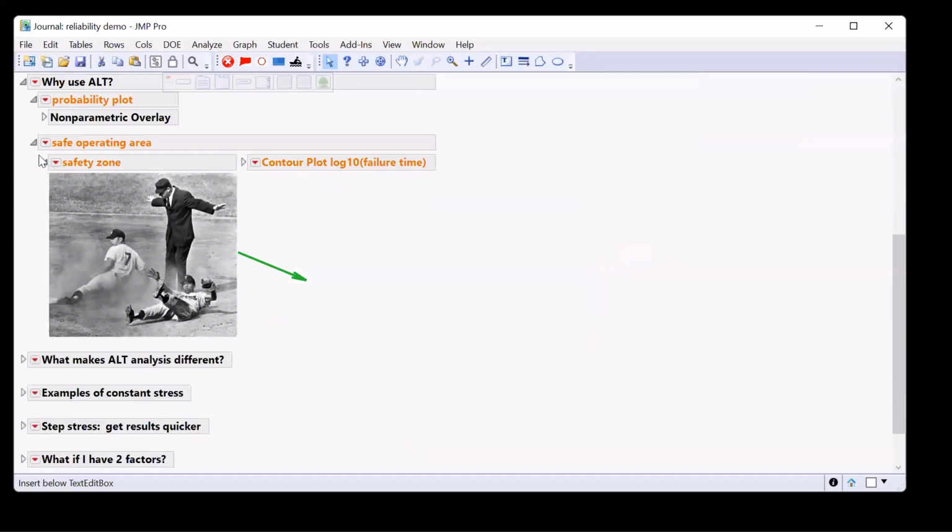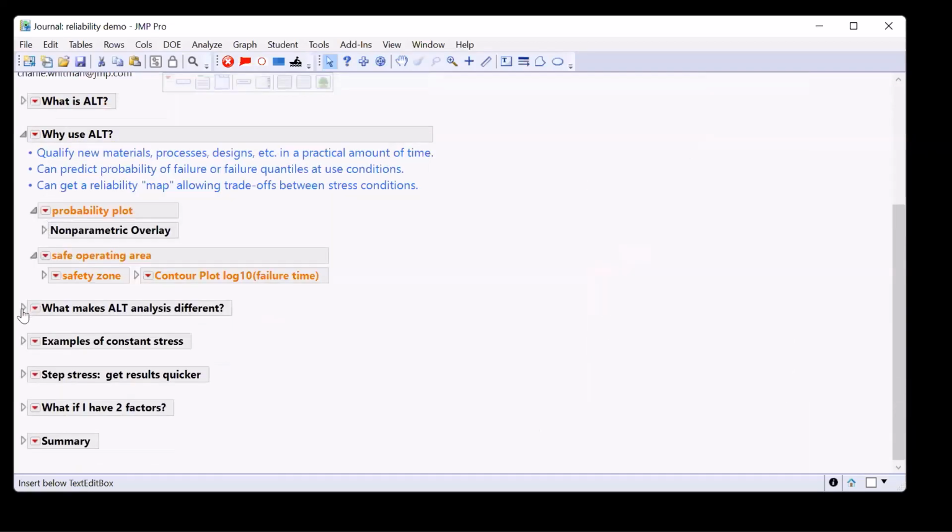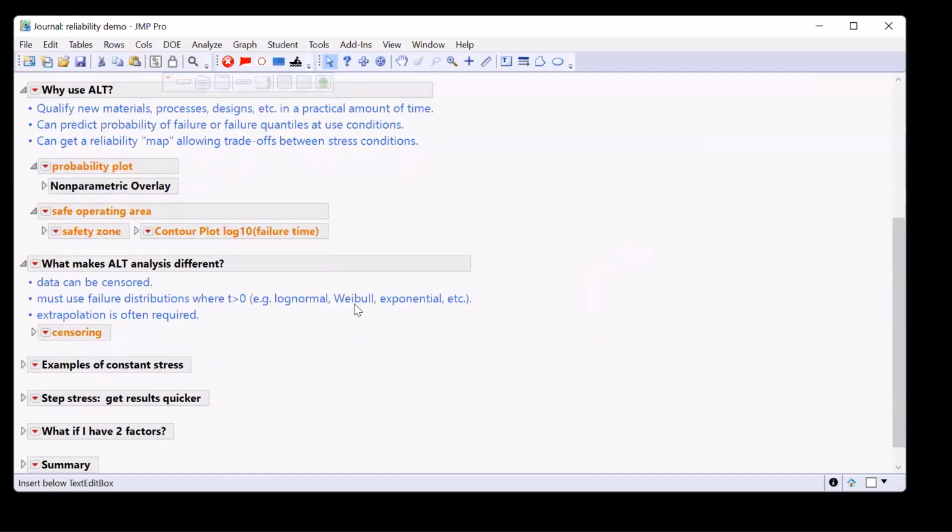Okay, let's move on. So what makes ALT analysis different? Well, one thing that's true is that data can be censored. I'm going to show some examples of censoring. That's also true for just reliability analysis in general, but it's certainly true in accelerated life testing. You can have censored data.